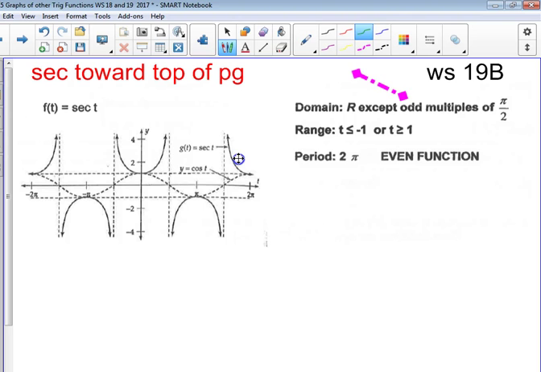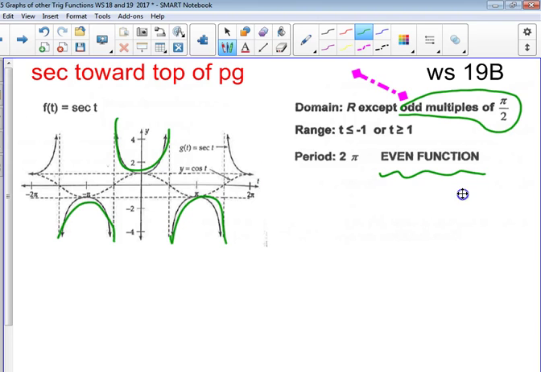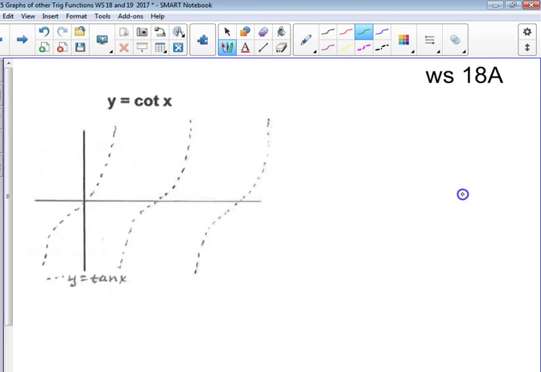So this is kind of a little bit further towards the top on 19b. It just says this time the domain is all real numbers except the odd multiples of pi over 2. And it is an even function this time. Okay? And again, it's just these pieces that actually count. One more. Cotangent.